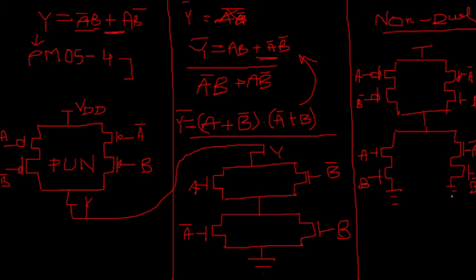So here you have seen two types of implementations of the XOR gate, one in which the networks are dual in nature and another in which the networks are not dual in nature. So for XOR you can have both types of implementation.